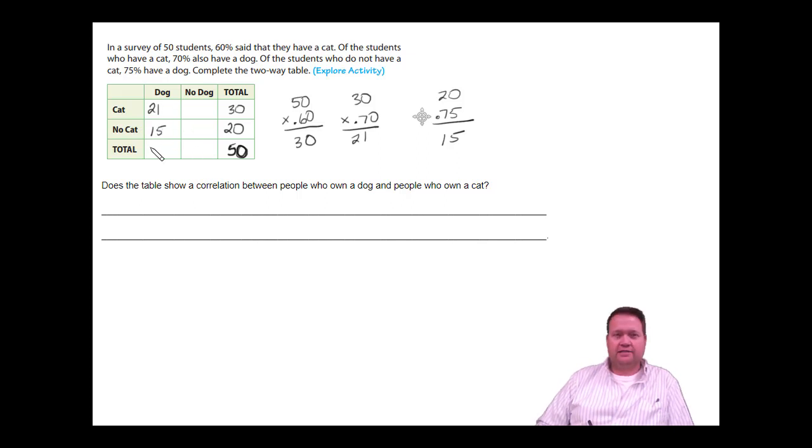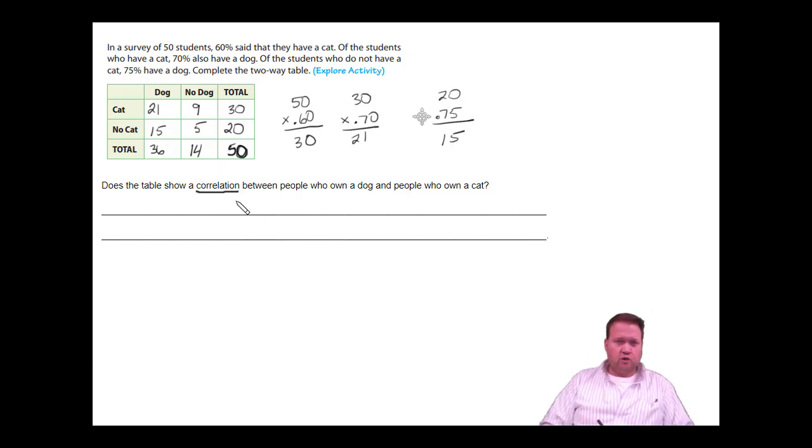And once I have this, I'm going to be able to add the rest of these up. For example, I know this is a total. 21 plus 15 makes 36. So right now I know 36 total kids out of 50 had a dog. 21 plus this number is 30, so this number has to be 9. And 15 plus this number has to be 20, so that has to be 5. And now that I can add this column up this way, 9 plus 5 makes 14. So out of the 50 kids we asked, 14 of them don't own a dog and 36 do.